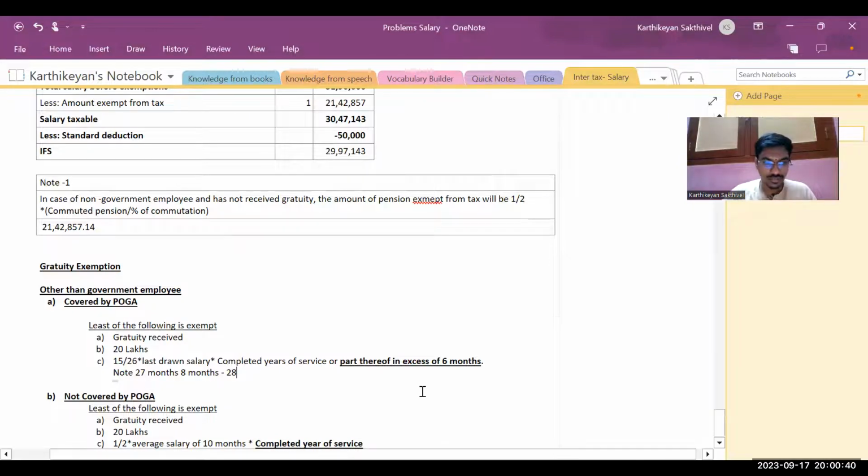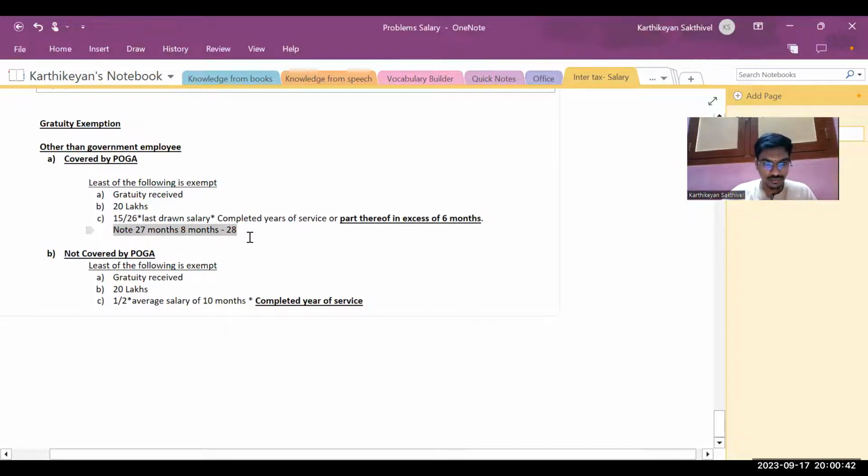Here, if it is 27 years and 8 months, I'll take just 27. So this is the difference between A and B. If there is 27 years, 2 months, both the places it will be 27 only.